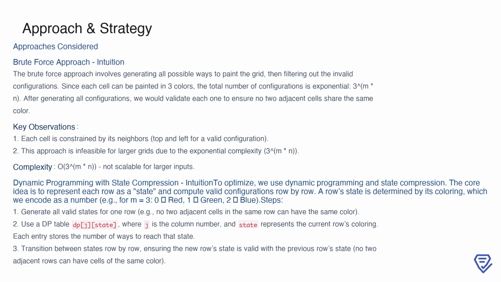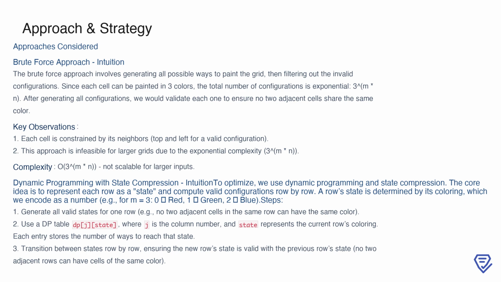To begin tackling this problem, we first considered the brute force approach. The intuition here is straightforward: generate all possible ways to paint the grid and then filter out any invalid configurations. Since each cell can be painted in one of 3 colors, the total number of configurations grows exponentially with the grid size, specifically 3 raised to the power of m times n, where m is the number of rows and n is the number of columns.